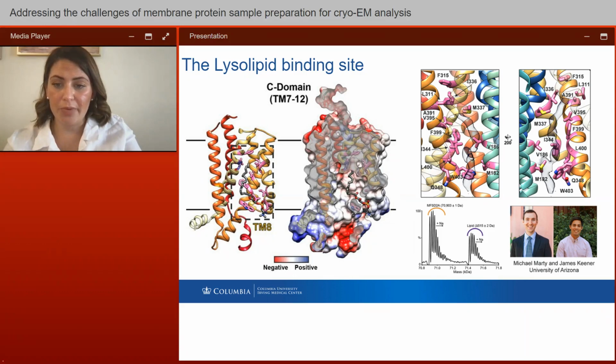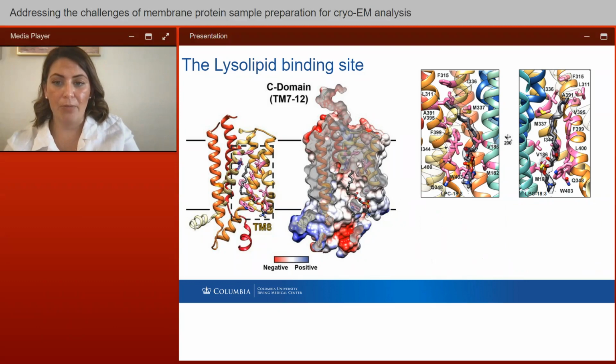In order to determine that, we sent our sample to Michael Marty, and Michael's grad student, James Keener, performed native mass spec on this sample and demonstrated that we actually had a 515 Dalton molecule bound to a subset of the particles present within the sample. Now, 515 Daltons is the molecular weight of LPC-18-3, which we also know is a substrate for MFSD2A. With that information, we built that LPC-18-3 into the density. As you can see, it fits relatively nicely and matches up with the chemistry.